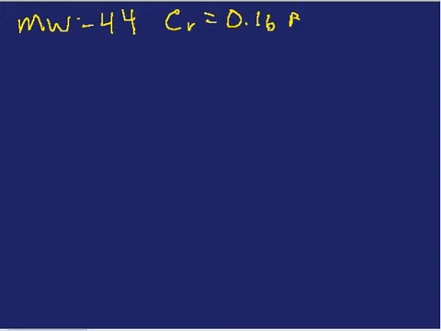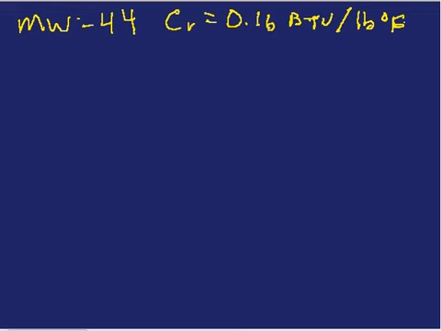Okay, I'll go over quiz 4. We have an ideal gas having a molecular weight equal to 44 and a CV, constant volume heat capacity, equal to 0.16 BTUs per pound degree Fahrenheit, or pound degree Rankine.